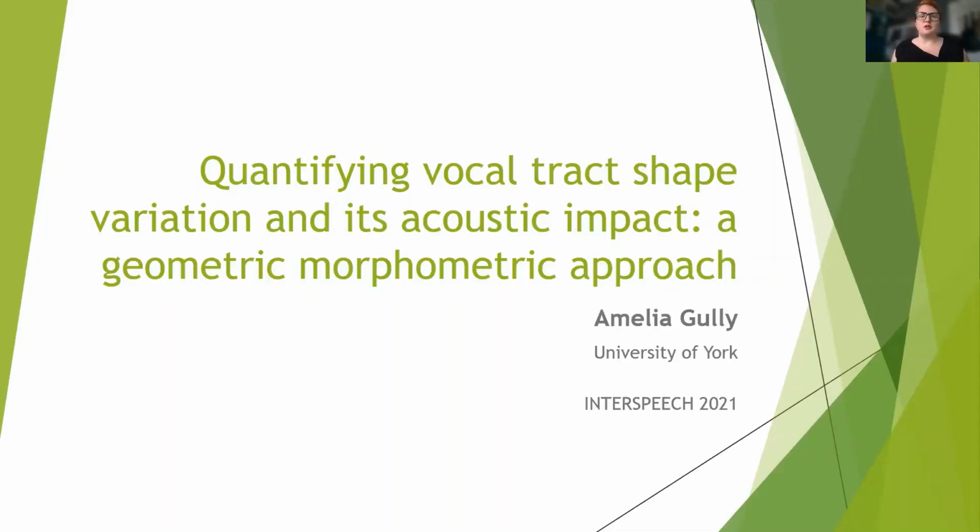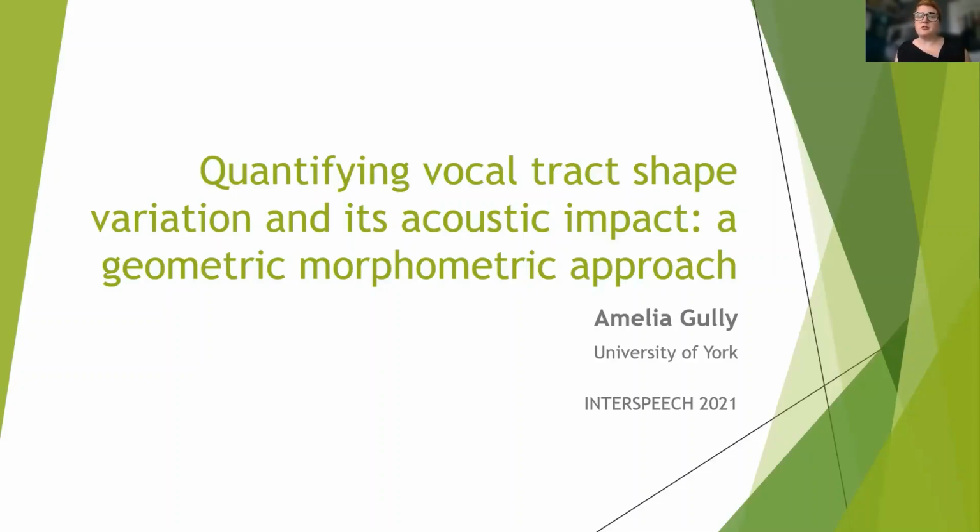The source filter model of speech production tells us that the shape of the vocal tract is really important in producing the output speech sound, giving information about who is speaking as well as what is being said. But until recently, shape, particularly 3D shape, has been difficult to quantify robustly. In this paper, I introduce the technique of geometric morphometrics applied to MRI data for the vocal tract.